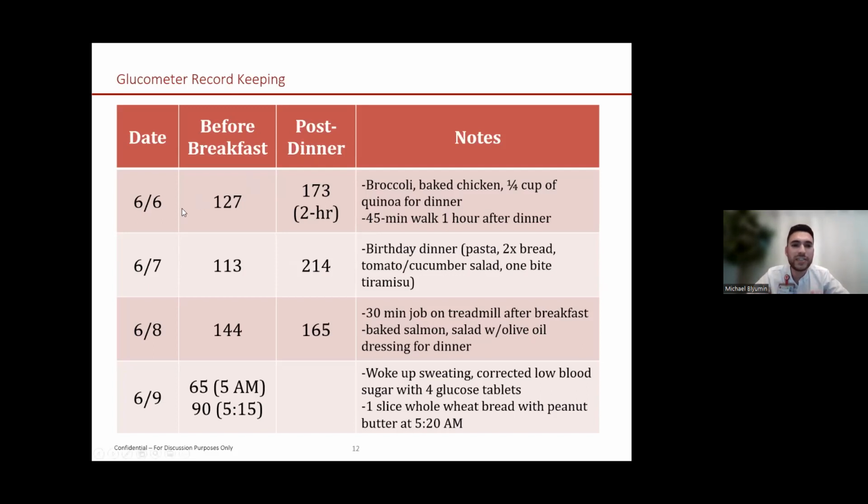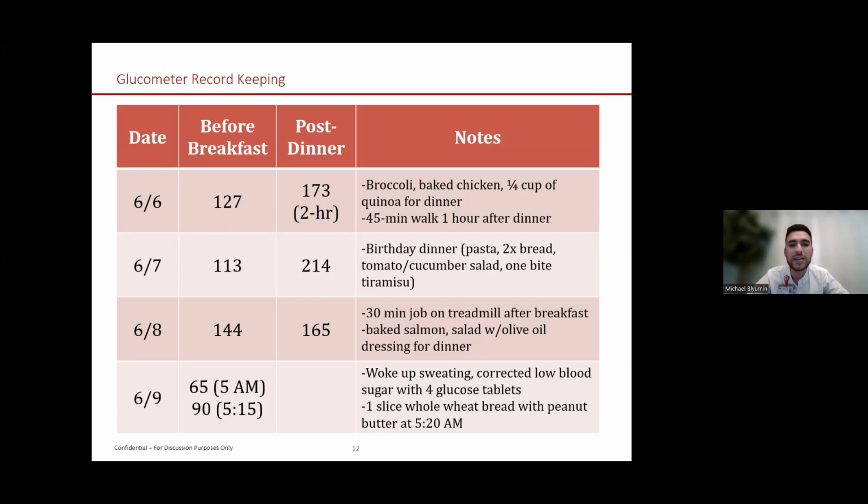So on June 6th, this person had 127 before breakfast, 173 after dinner, and they wrote 2 hours after dinner here, so that's helpful. Great readings, and the notes were they had broccoli, baked chicken, a quarter cup of quinoa for dinner. So what on the surface sounds like a very healthy meal. They also mentioned they went for a 45-minute walk 1 hour after dinner, so that also could have contributed to these better readings that we're seeing.